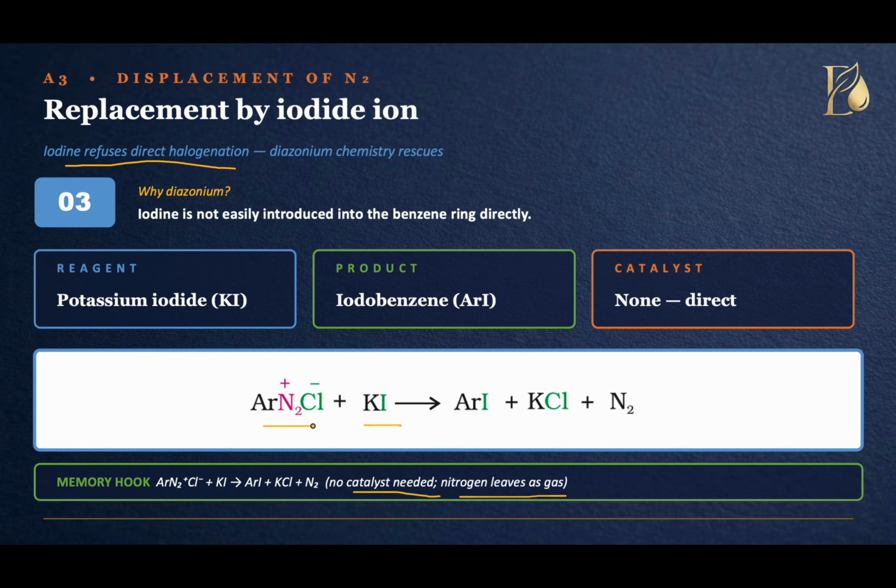So aromatic diazonium chloride on treating with potassium iodide introduces the iodine group to the ring, then releases nitrogen gas and KCl. Okay, what is the reagent used? Potassium iodide. Product is iodobenzene, and there is no catalyst used in this reaction.